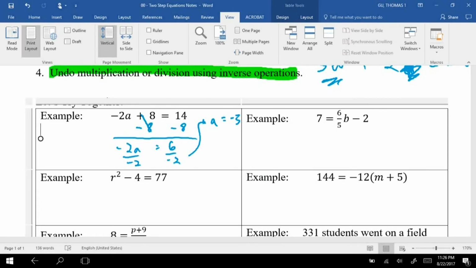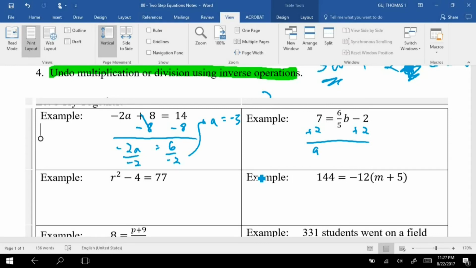And let's go straight to example number 2. We got 7 equals 6 over 5b minus 2. Uh-oh. Do we remember the reciprocal? Okay, so first we're just going to get the b by itself. So first, let's just get rid of this 2. Plus 2 to both sides. Remember, both sides. 7's going to be like, you're giving 2 to him? Give 2 to me too, man.